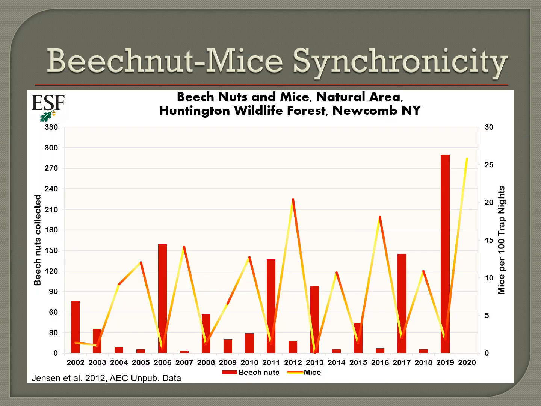So here at the Huntington Wildlife Forest, we can put together the annual beech nut production seed data with our annual live trapping of small mammals. In this case, we're looking at deer mice. So here you've got beech nuts in the bars, and the numbers of nuts, just raw numbers, is on the left-hand y-axis. On the right axis is the number of mice that are captured per a unit of effort, 100 trap nights. So as you can see, every time there's a fall where there's an abundance of beech nuts, that following year we see an uptick in the mice.